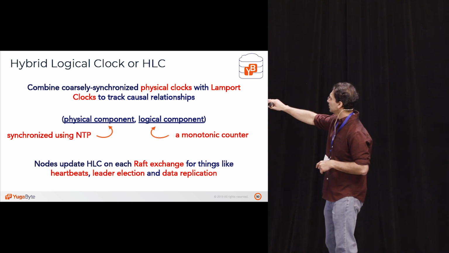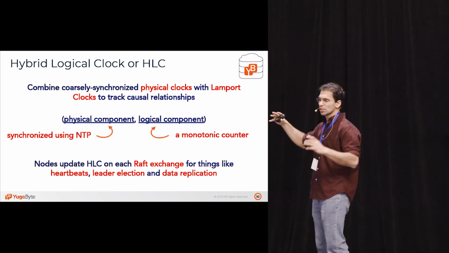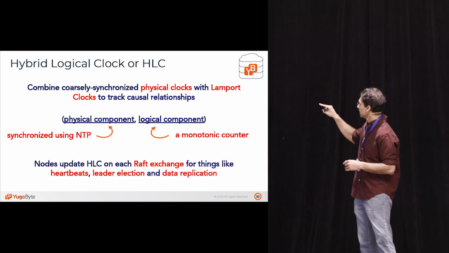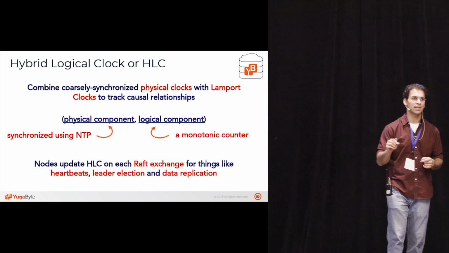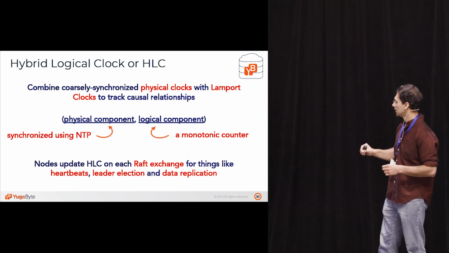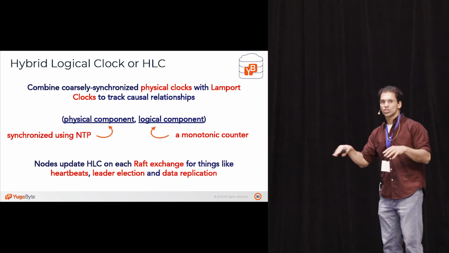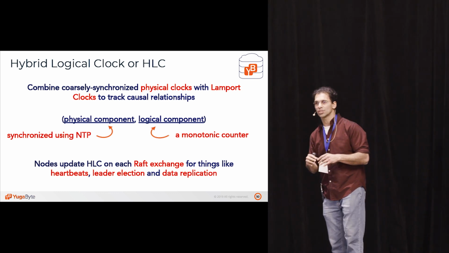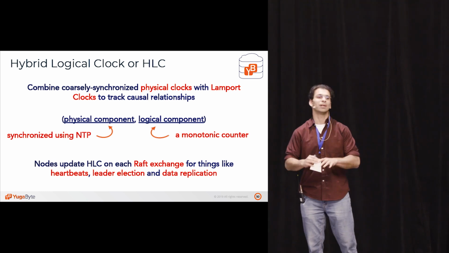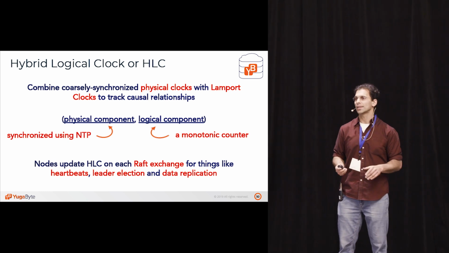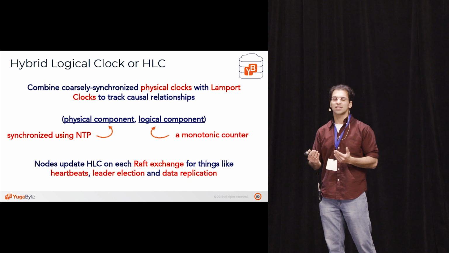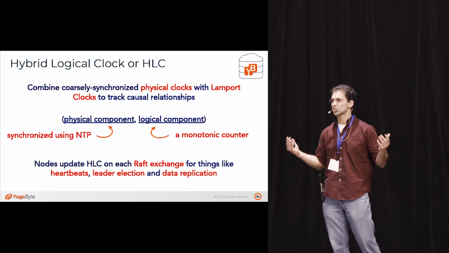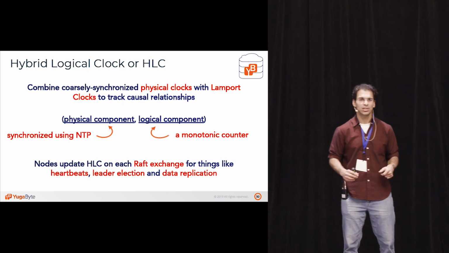You do this by using a physical and logical tuple. The physical component is coarsely synchronized using NTP, and the logical component is a monotonic counter to track causal chains. Now, every exchange between the nodes keeps updating physical time and this hybrid logical time, so nodes in a cluster keep normalizing time within themselves. But that still leaves you with some cases when you really can't tell. There were two updates to two different nodes that didn't exchange any conversation with each other.